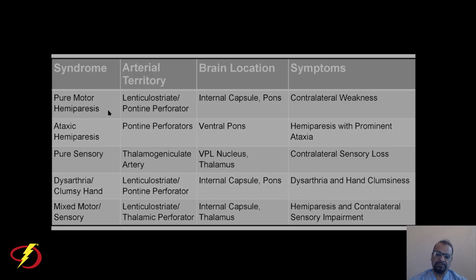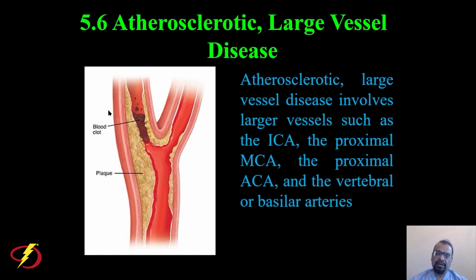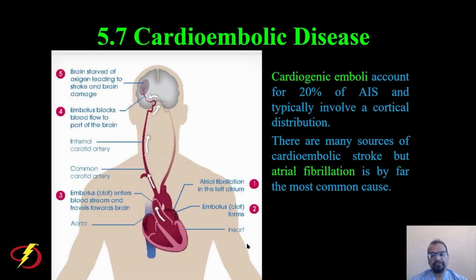So, atherosclerotic large vessel disease, as we said earlier, involves large vessels such as the internal carotid artery or the proximal cerebral artery or the proximal anterior cerebral artery. Here's plaque in the internal carotid artery. Now, this blood clot is local from this plaque. It arises from destabilized plaque. That's where that clot occurs from.